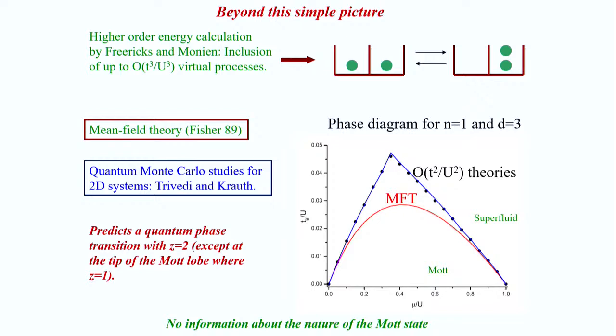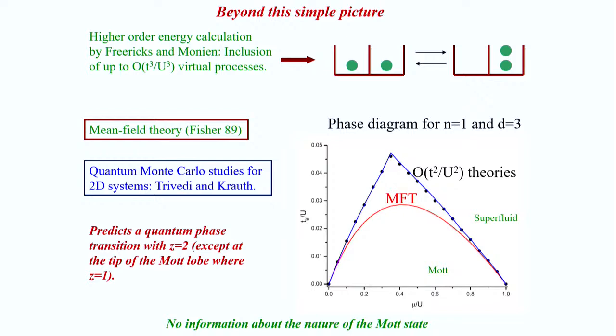But all of this predicts that this transition from a Mott to a superfluid phase is a quantum phase transition with a dynamical critical exponent z equal to 2, except when you are at the tip of the Mott lobe, where due to some extra symmetry it becomes z equal to 1. Whatever that dynamical critical exponent is, this is the only time I'm going to refer to it, so don't bother if you are not familiar with this concept.